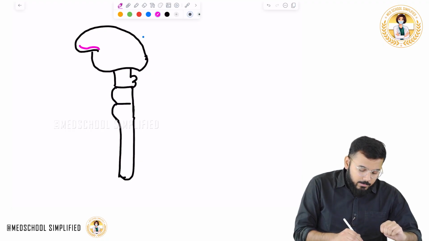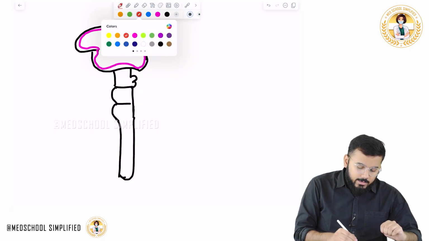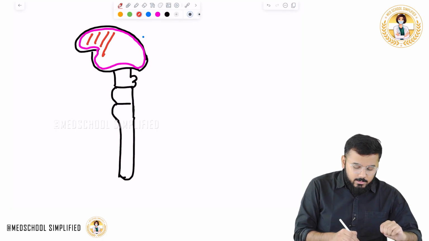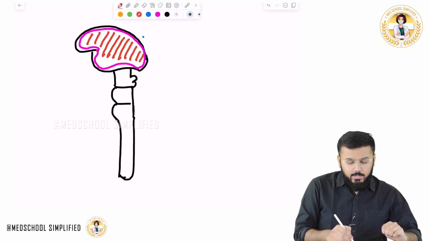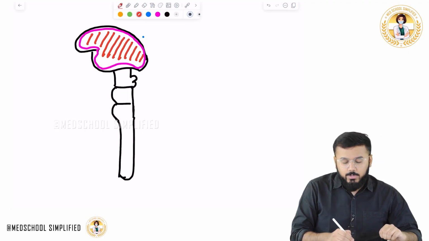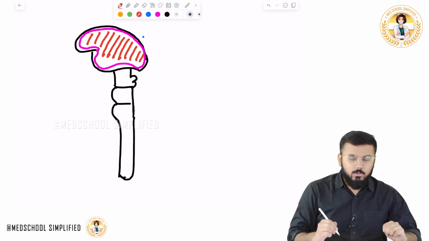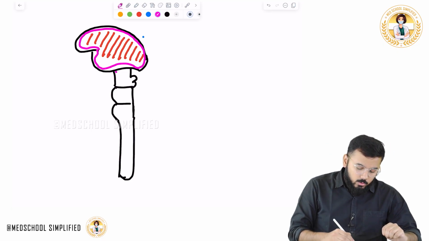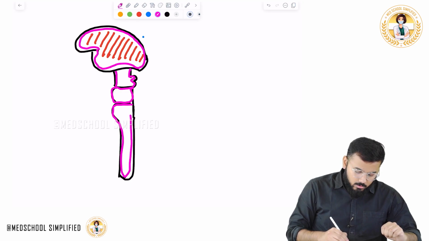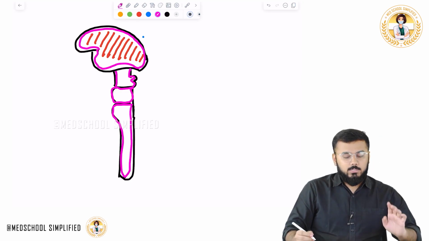I mean, this part which I'm drawing right now is a cortex. Okay, this is the cortical area, and this part in the center, we will see what kind of matter is located in the center and what kind of matter is located in the cortical region. In the same way, it goes even with the midbrain, even with the pons, even with the medulla oblongata also, like this. Okay, so what are the structures that are located here?